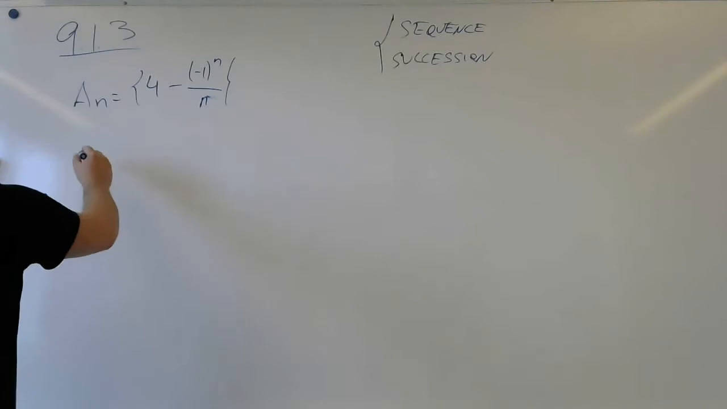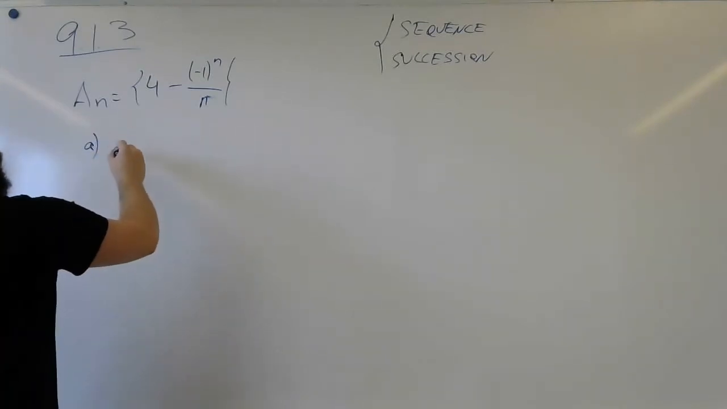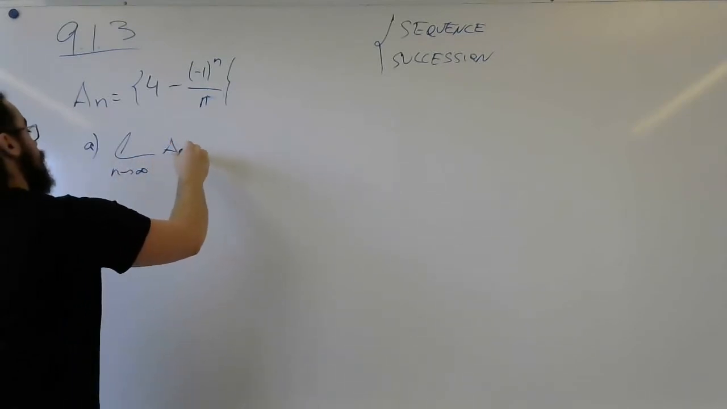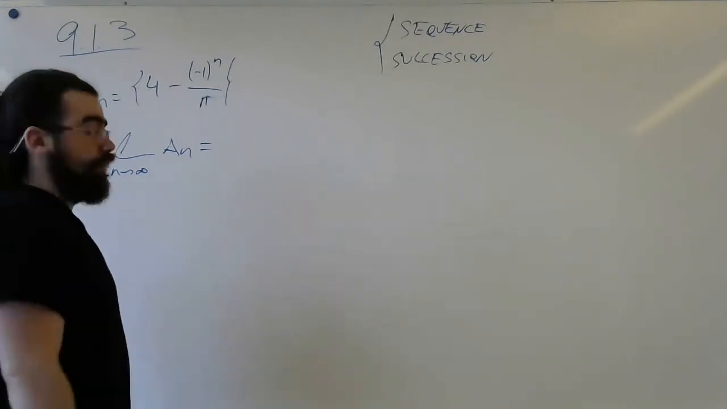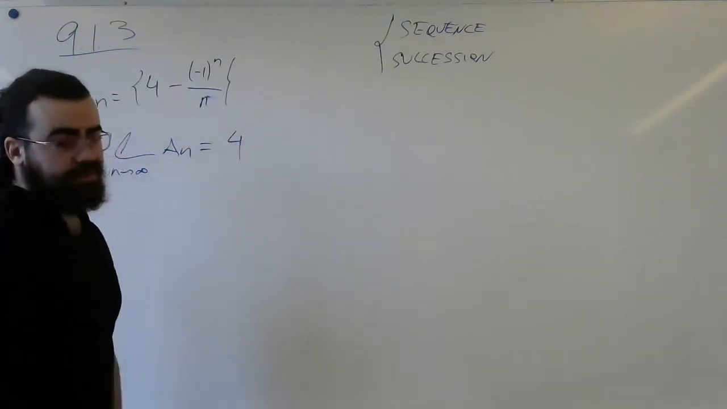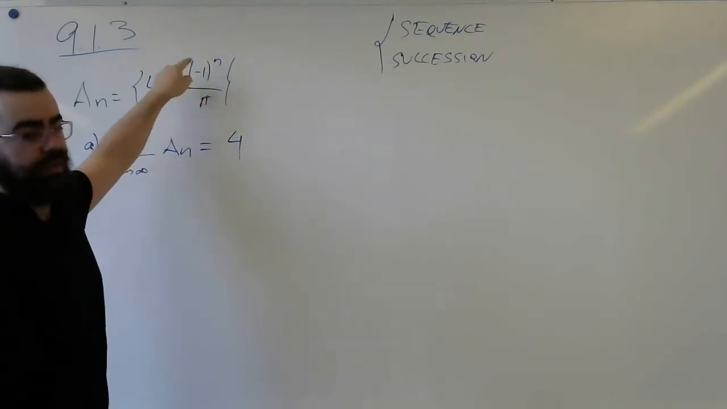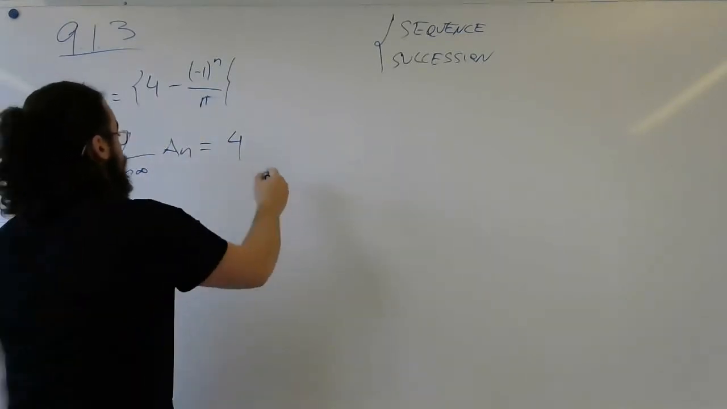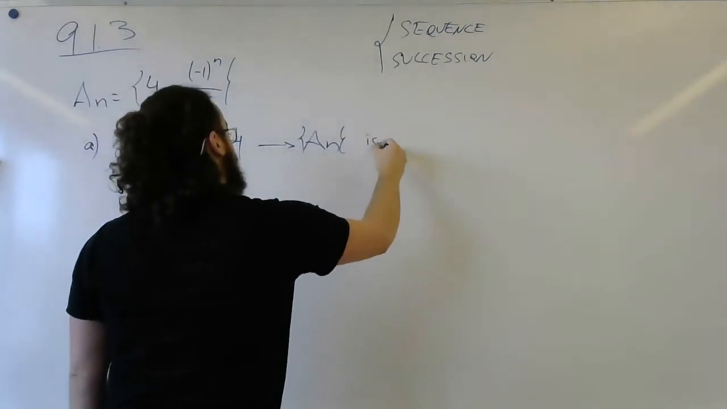First question, is it bounded? Well, this is obviously equal to 4. This limit is 4. As this thing goes to infinity, this is either 1 or minus 1. So this fraction here tends to 0. And the 4 is there. So 4. So our succession is bounded.